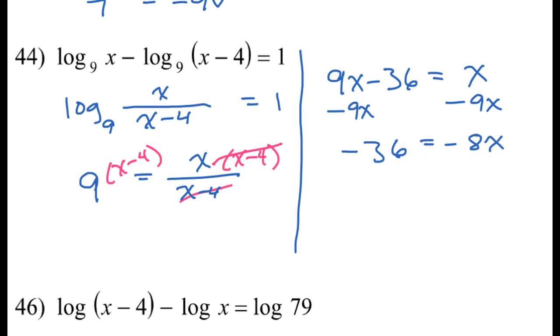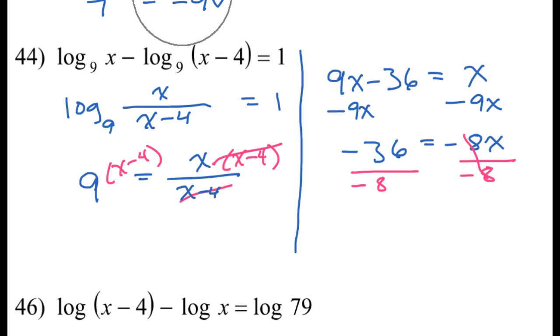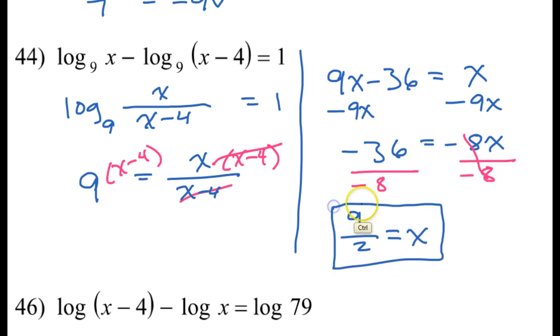And then I would divide both sides by negative 8 to cancel these out. This is going to be positive. This is going to reduce down to, okay, both of these are divisible by 4. So this is going to be 9 over 2. And that is the final answer.